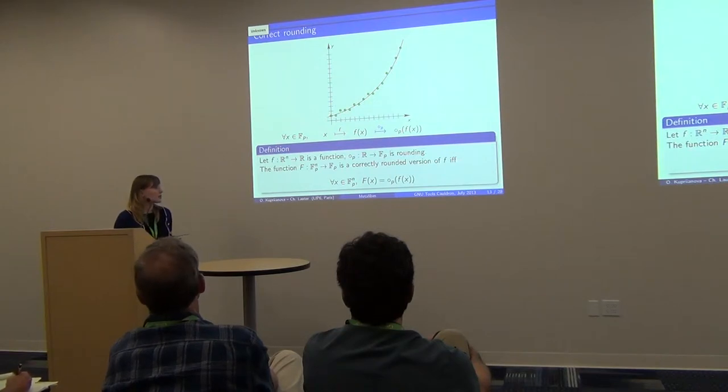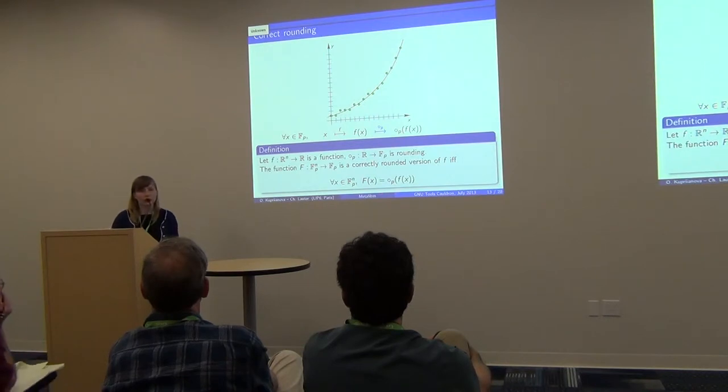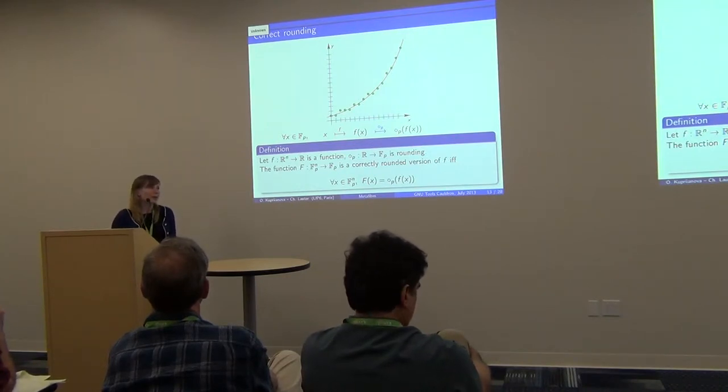What is the main hardness? It is that a transcendental function cannot be represented exactly. We can just approximate its value, so we have some error. And the rounding operation itself has an error of half an ULP. So we accumulate the error, we add something to half an ULP, and we have to get a result not larger than half an ULP.